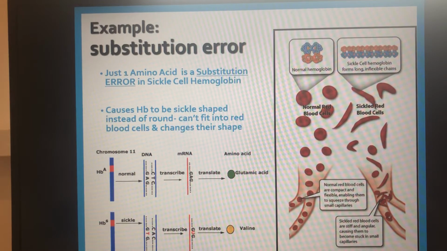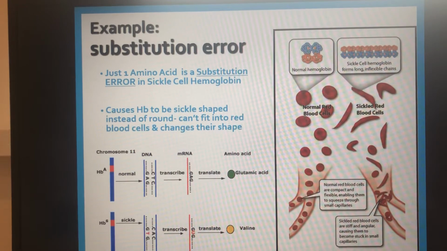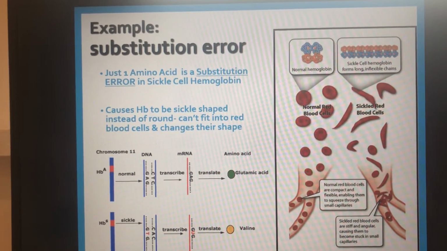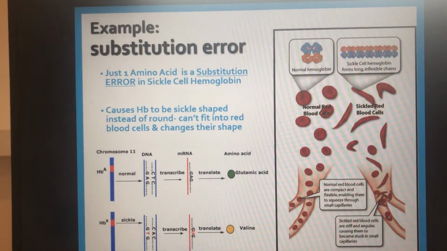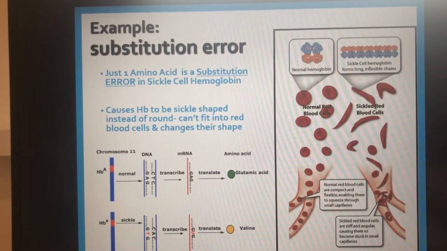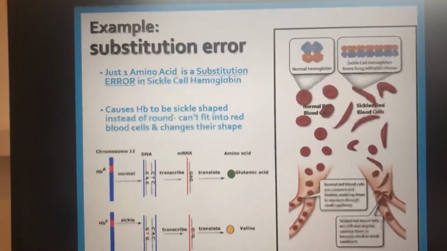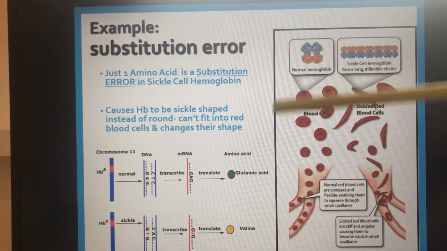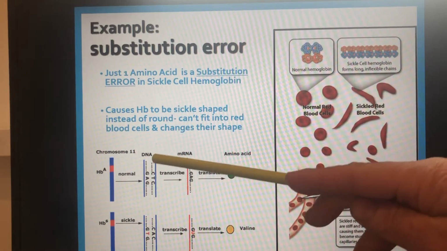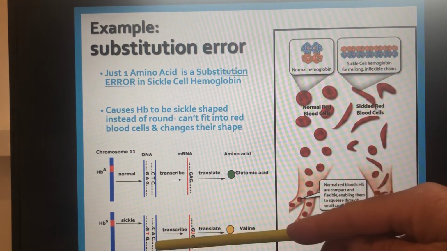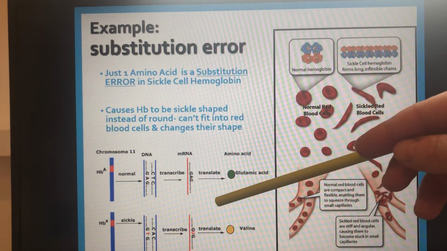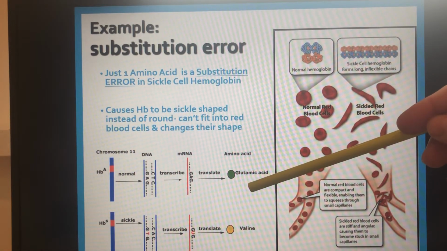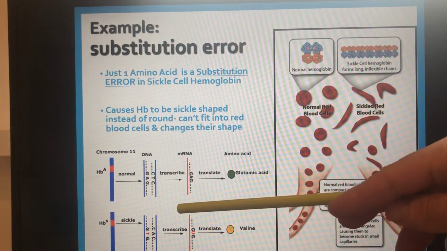So an example of a substitution error is sickle cell anemia, and that's where I say, substitution errors can cause a disease. It's not to say they're harmless. And this is a great example where it's amazing though, out of how many nucleotides we have in our DNA sequence, that just one could cause a disease. But here's the DNA, and here is the normal chromosome 11, where it calls for glutamic acid after this part of the DNA is transcribed.